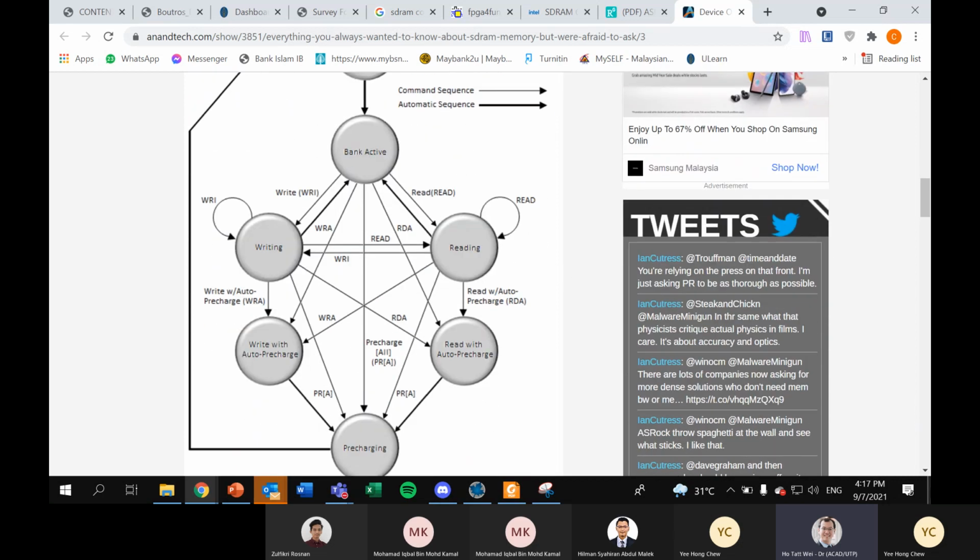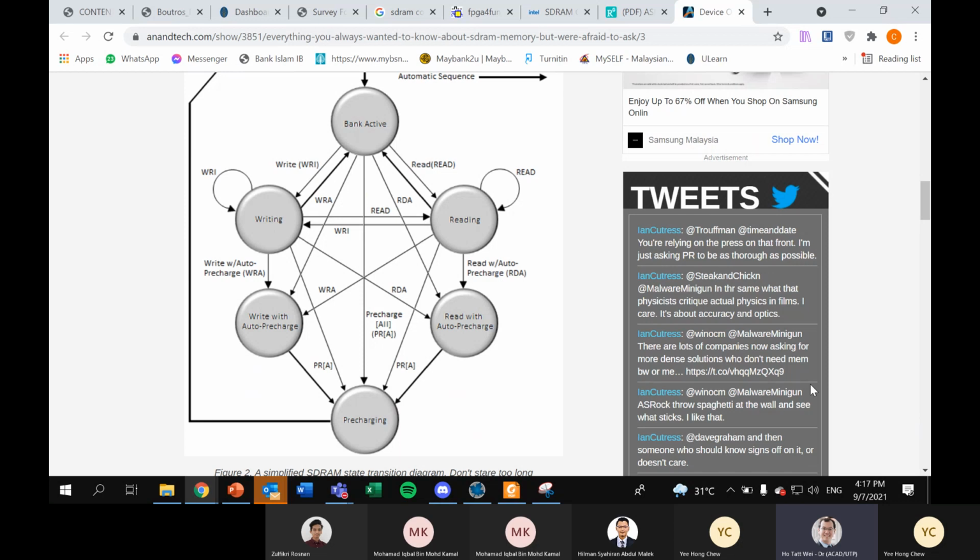Okay, scroll down to the star there. Right. Now you see there are different sets of writes. There is just write with auto pre-charge, writing. After writing, you go for read with auto pre-charge. So there are different sequences where you can write, then follow with a read, then you can write, then write again, then write single, and all that.